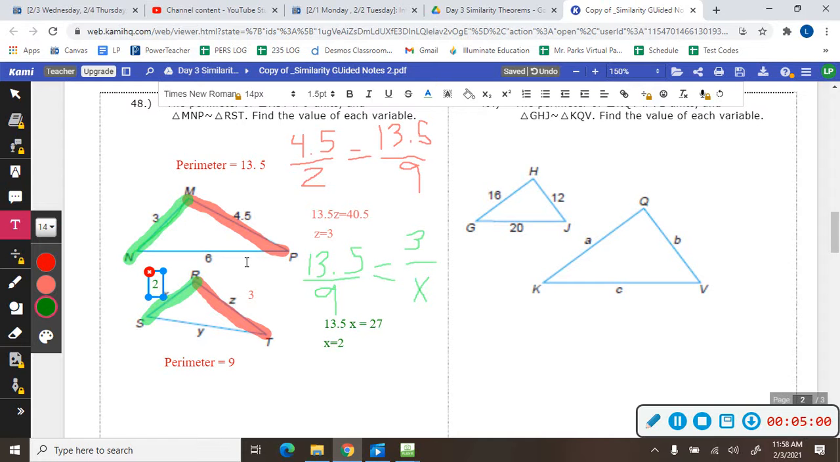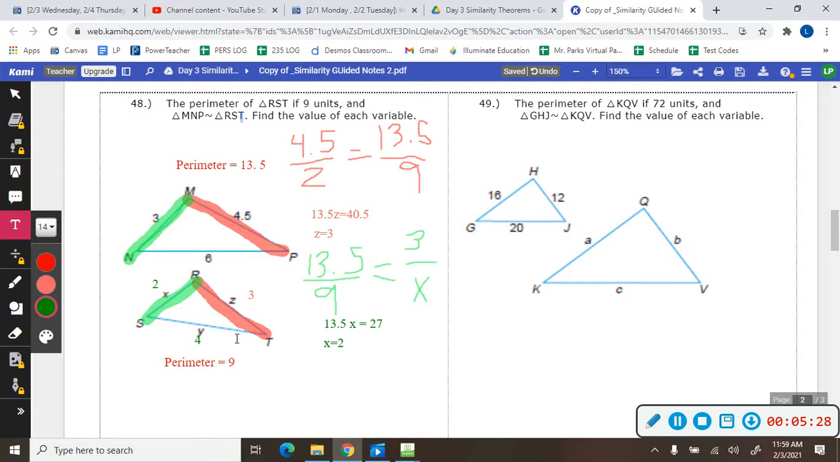Now we could set this up again, or I could recognize that 4.5 divided by 3 is 1.5. 3 divided by 1.5 is 2. So if you take all of these sides divided by 1.5, you get the other measurement. So let's just take 6 divided by 1.5, and I get 4. Now I get y is 4. And if you see, the perimeter is 9. 4 plus 3 plus 2 is 9. So they asked to find the value of each variable. I would say x is 2, y is 4, z is 3.